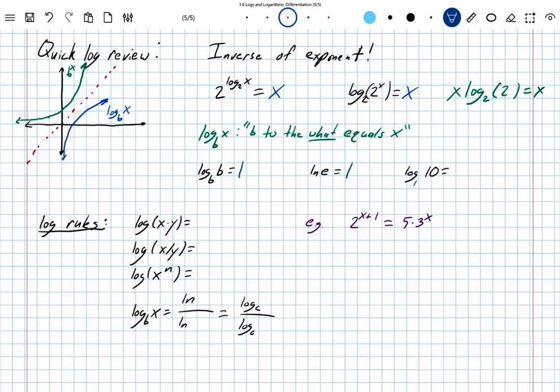There's a little secret 10, just like there's a little secret e here. So that's going to be a 1. Whenever you plug that base back into it, you should get a 1 out, because e to the 1 is e, and 10 to the 1 is 10.